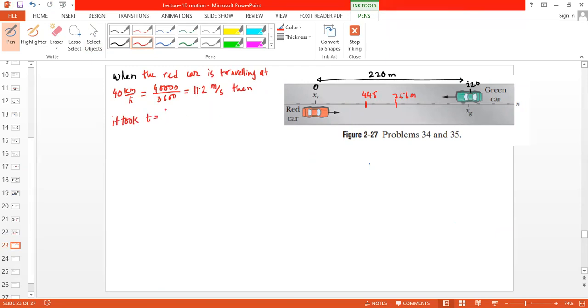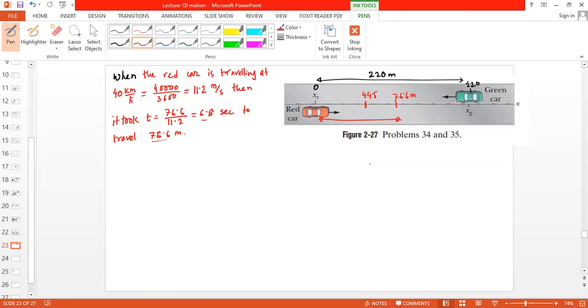Then it takes t equal to 76.6 over 11.2. Can you divide these things? 76.6 by 11.2. 6.8. So 6.83, about 6.8 seconds to travel 76.6 meters. So at time t is 6.8 seconds, the red car is traveling 76.6 meters.